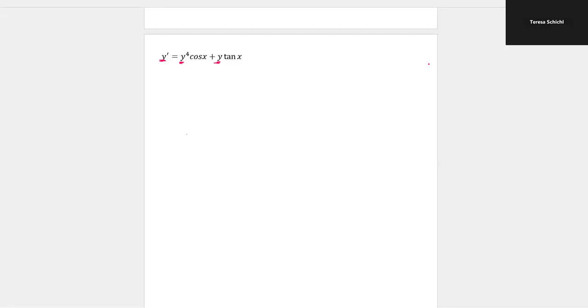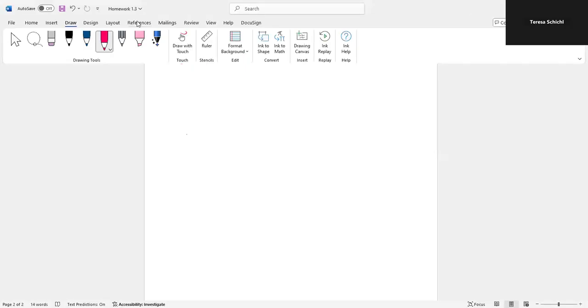So now we are dealing with the trig functions, cosine x and tangent x. But here, the functions in front of the y's are all just functions of x. So we know this will probably be a good candidate for the Bernoulli equation. Okay, so now let's rewrite the Bernoulli equation.